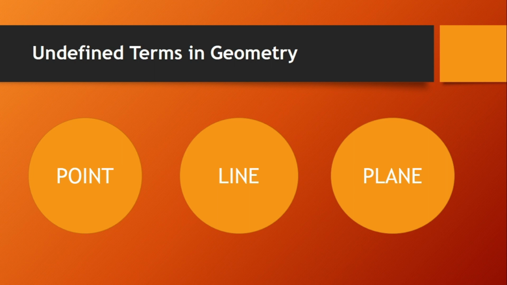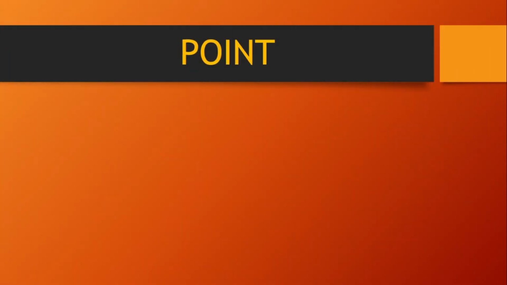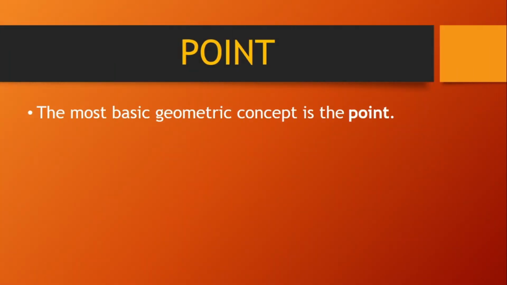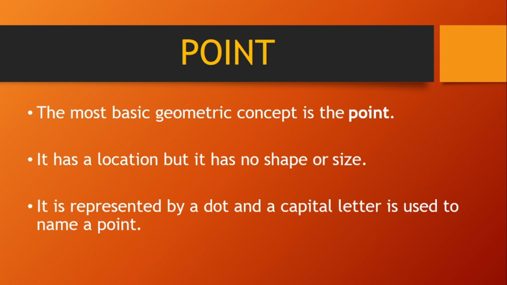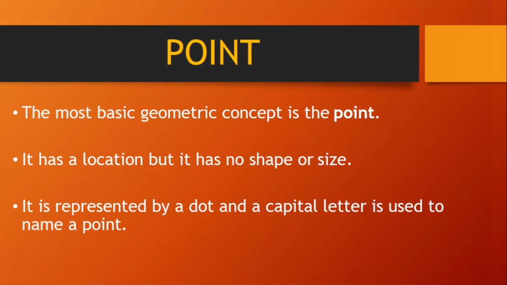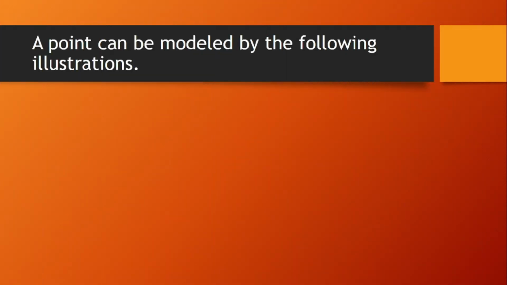So, let's talk about the first one, which is the point. The most basic geometric concept is the point. It has a location but it has no shape or size, and it is represented by a dot, and a capital letter is used to name a point. So, based on your surroundings, you can see many points.